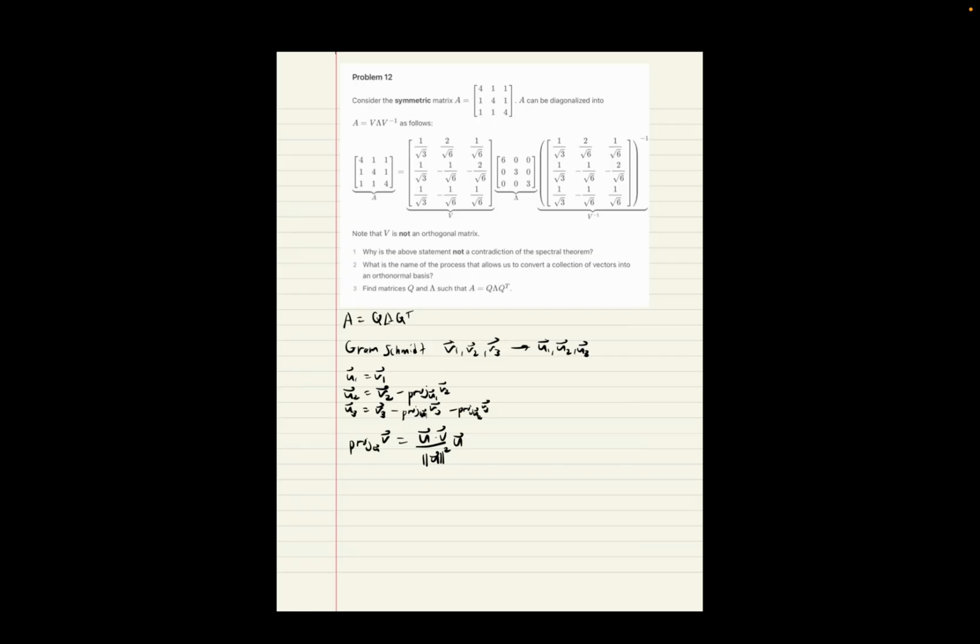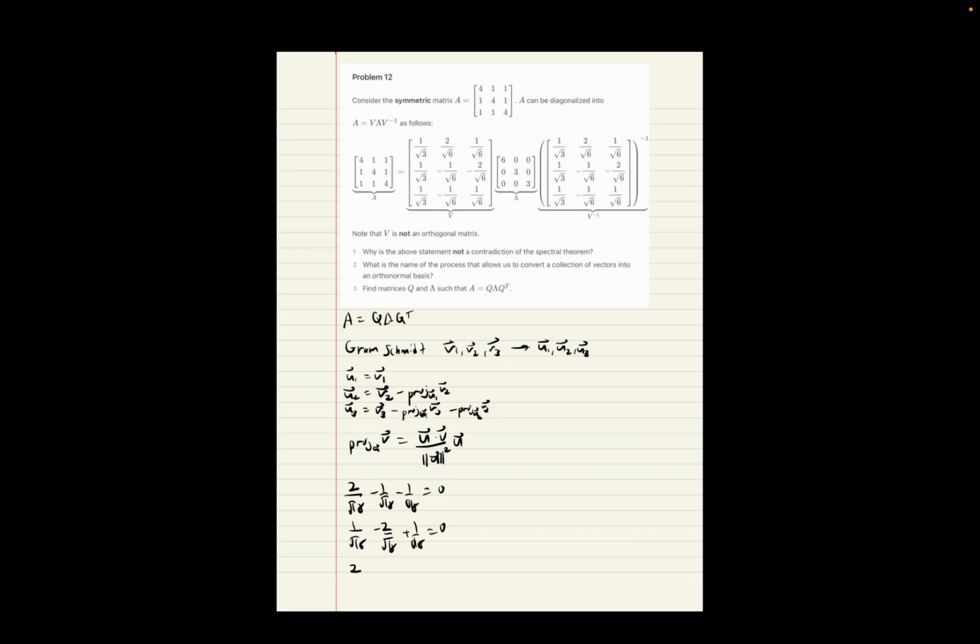So right off the bat, the first and second columns of V and the first and third columns of V are orthogonal to each other. We can verify this by taking their dot products. If we take the dot product of the first and the second column, we get 2 over root 18 minus 1 over root 18 minus 1 over root 18 equals 0. If we take the dot product of the first and the third columns, we get 1 over root 18 minus 2 over root 18 plus 1 over root 18 equals 0. And the second and the third columns are not orthogonal to each other.